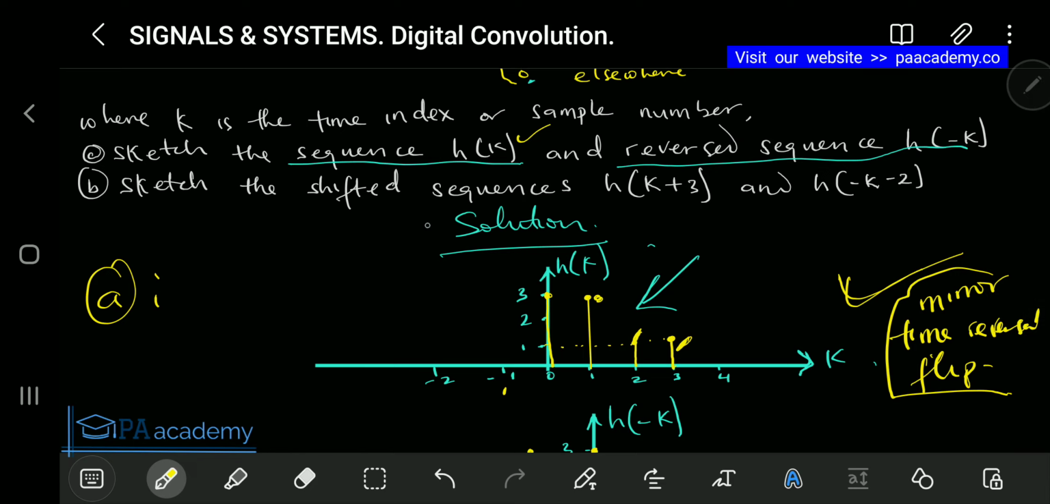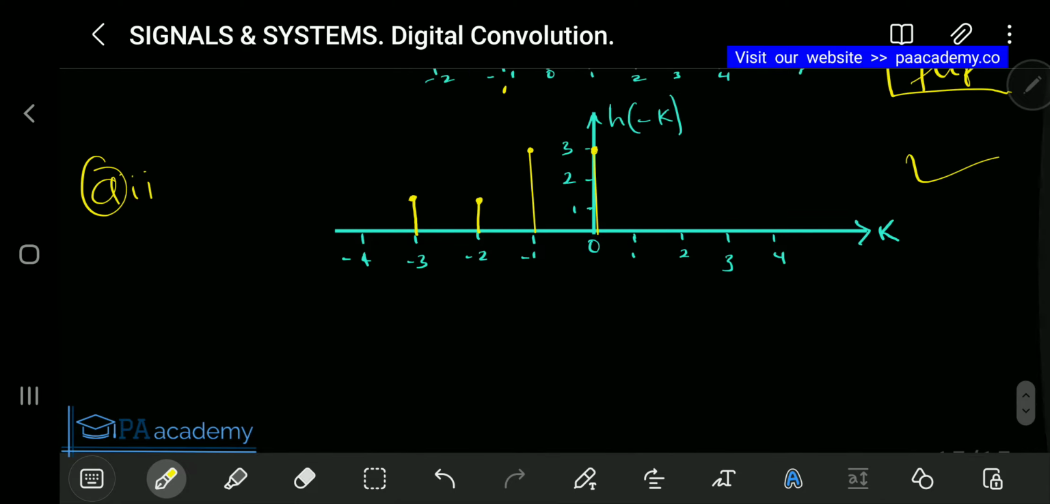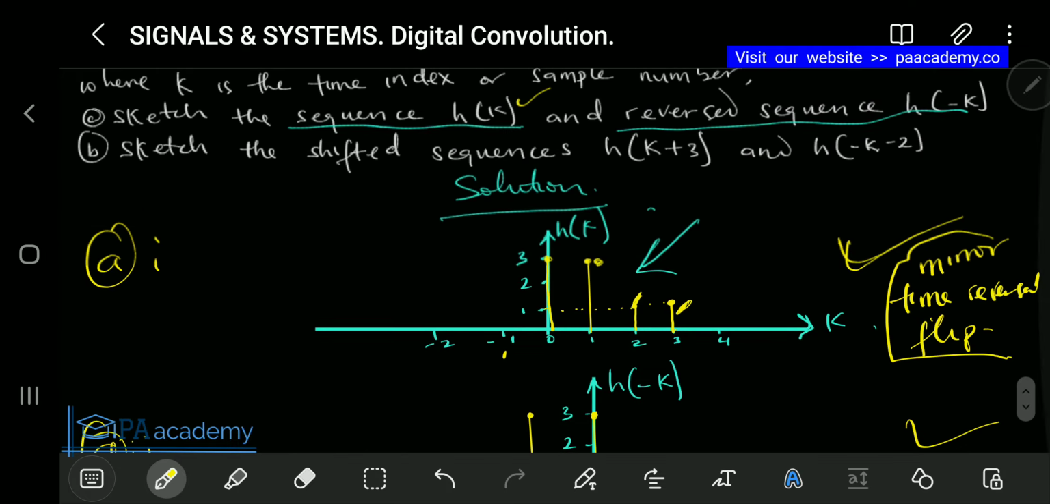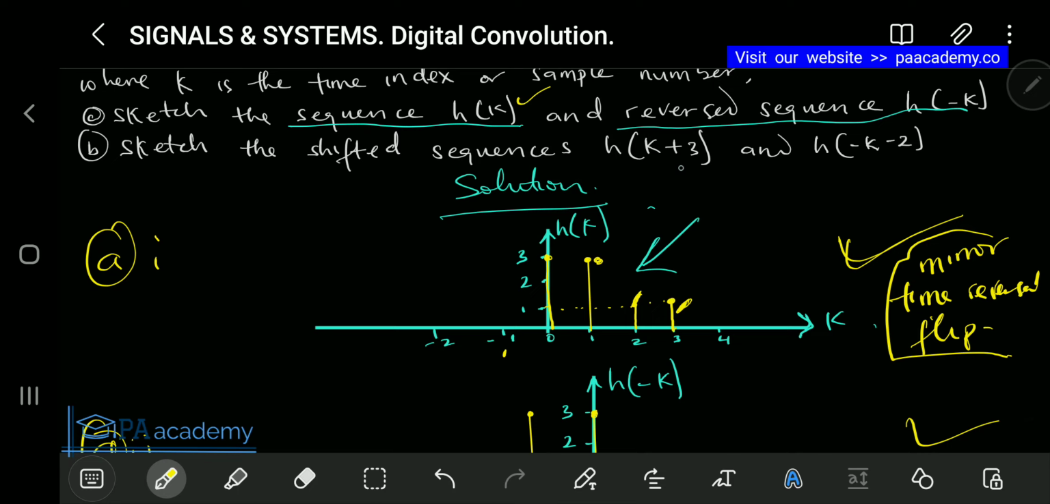We are asked to sketch the shifted sequence h of k plus 3 and then h of minus k minus 2. So this is a question under time shifting, and I want you to also pay attention to this. Alright, so let's go to the B part. Let's call this BI, which is the shifted sequence h of k plus 3. What they're asking us is that the first one that we did, we should shift it by plus 3. When dealing with time shifting for a normal signal, not a reverse signal, once you have plus 3, that means you are shifting it to the left by 3.